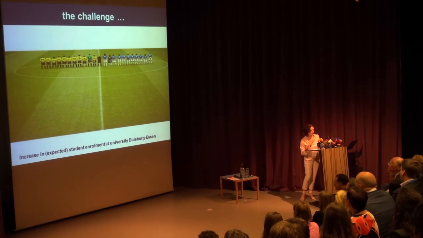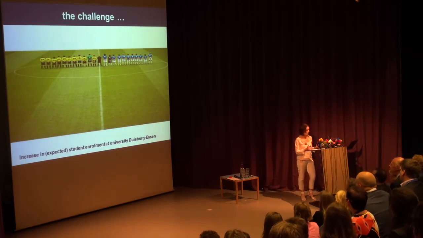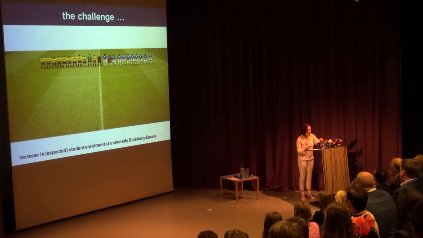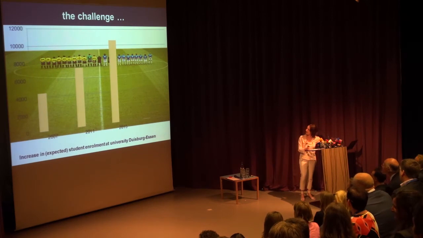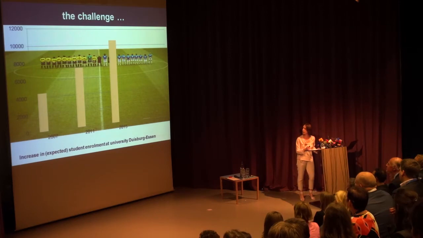The rector of the University of Duisburg-Essen, not very far across the border, claims that he is in need of additional space, a minimum of 30,000 square meters. I couldn't resist the temptation. That's four soccer fields. In 2010, he had 4,500 first-year students. In 2011, he had 7,300. And until 2015, 3,300 more study places are actually needed.